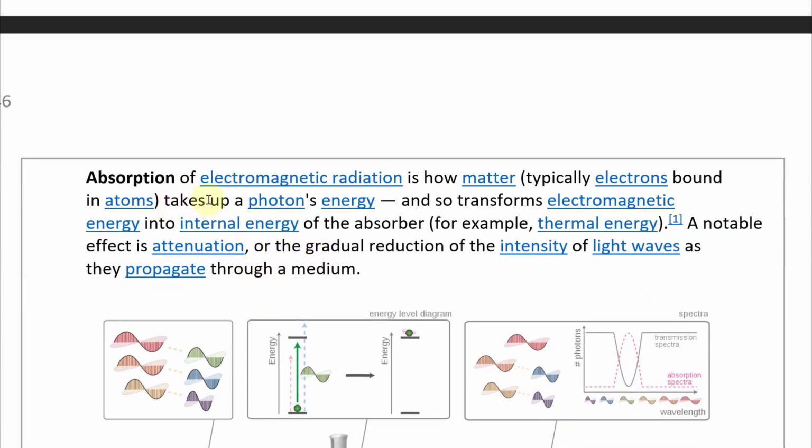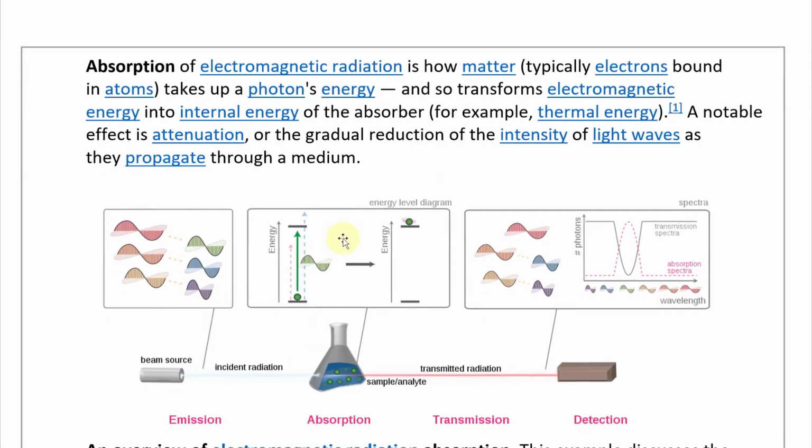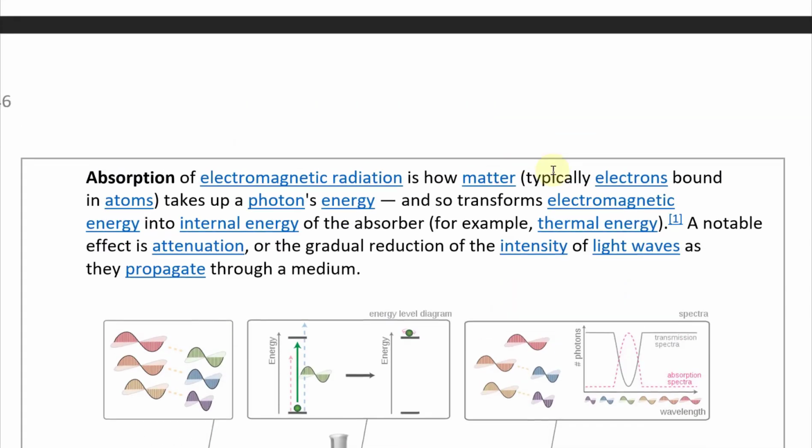Absorption of electromagnetic radiation, which is just general light wavelengths, is how matter, typically electrons bound in atoms, take up a photon's energy. So the electrons typically contain that energy. It transforms electromagnetic energy into internal energy of the absorber, for example thermal energy. So you have an external radiation, considered as a vibration in the ether in MES science, and then it shakes the electrons or spins them, and the energy is directed into these electrons locally. So you get external energy into local.